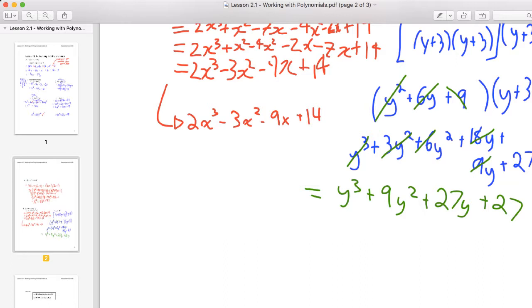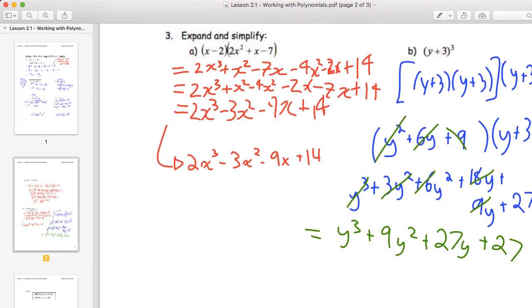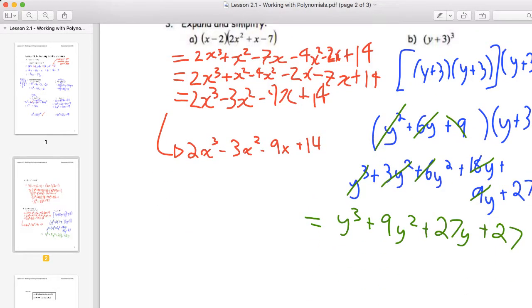So I have a y cubed plus, and then in this case there was a 3y squared plus 6y squared, so that got grouped together as a 9y squared. And then I had an 18y and a 9y, so I grouped those together as a 27y, and then I was left with plus 27. So my final answer was y cubed plus 9y squared plus 27y plus 27.